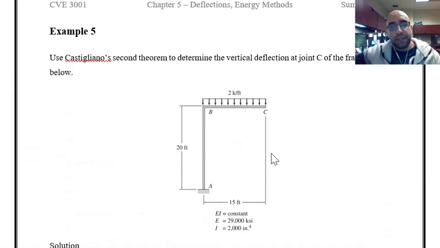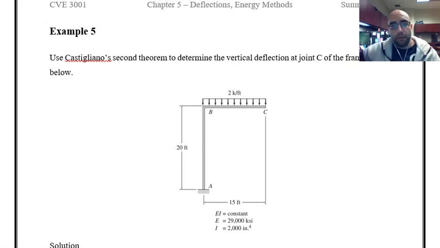Let's move to the next example, which is this frame, and now I'm going to use Castigliano's second theorem for finding the deflection in this frame. As you know, whenever we want to use Castigliano's second theorem, we are using a method based on the principle of energy conservation in structures.